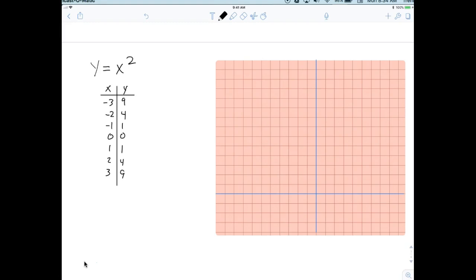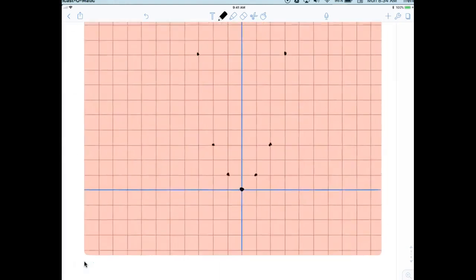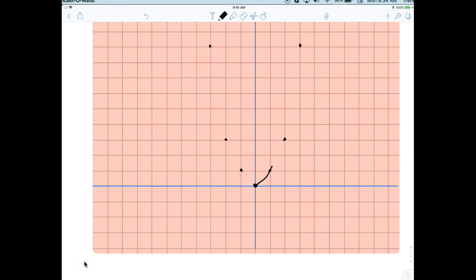Now what we're going to do is plot those points. So 0, 0, -1, 1, 1, 1, 2, 4, -2, 4, -3, 9, and 3, 9. 1, 2, 3, 4, 5, 6, 7, 8, 9. So now that is our parabola, which is also called a quadratic.